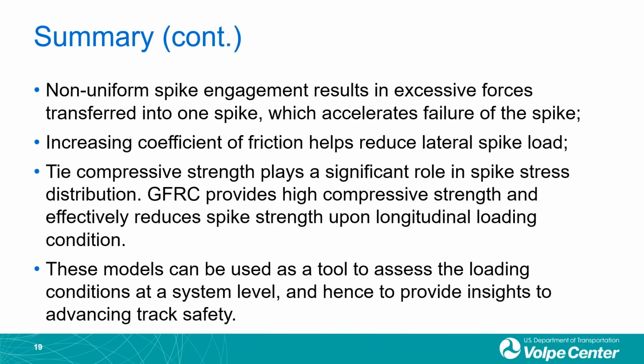The tie compressive strength plays a very important role in spike stress distribution. The glass fiber reinforced composite tie provides high compressive strength and effectively reduces spike stress under longitudinal loading direction. Last but not least, these models can be used as a tool to assess the loading conditions in the field at a system level, so it can provide insights to advancing track safety.